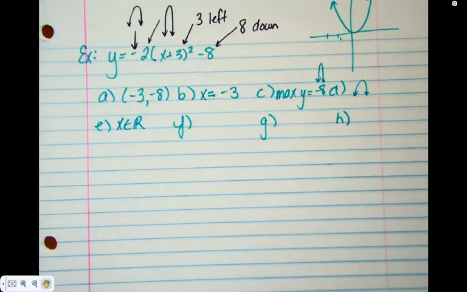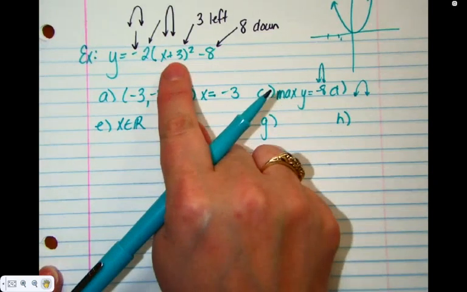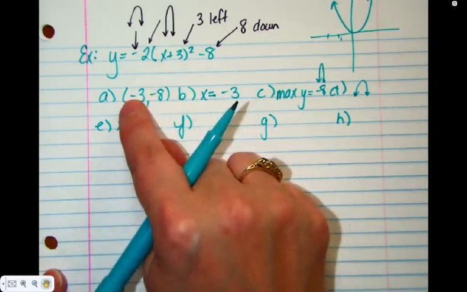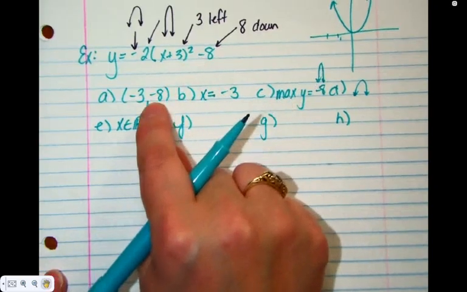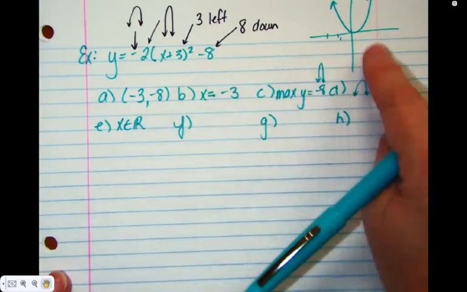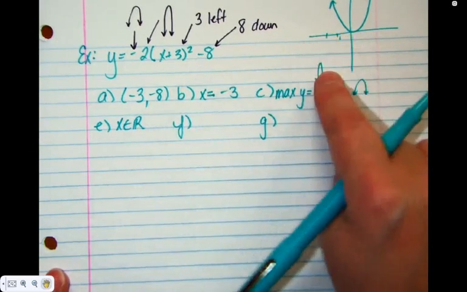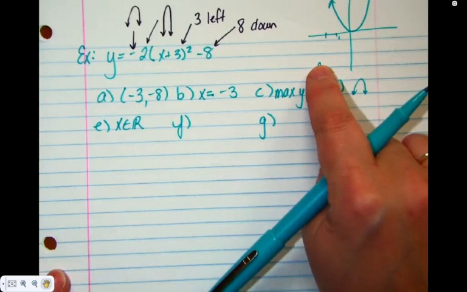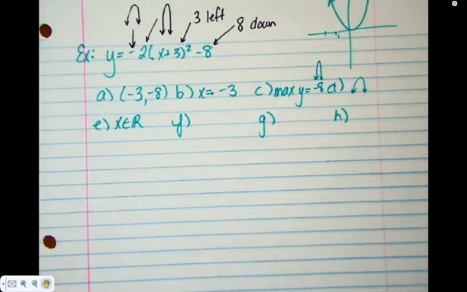Questions so far? I'm kind of confused as to where the vertex came from. It's the number inside the brackets, you change the sign. It's the number outside the brackets, you leave it alone. Because what we've done is we've moved it 3 to the left, 8 down. So what is that coordinate point going to be? -3, -8. Still with me so far?